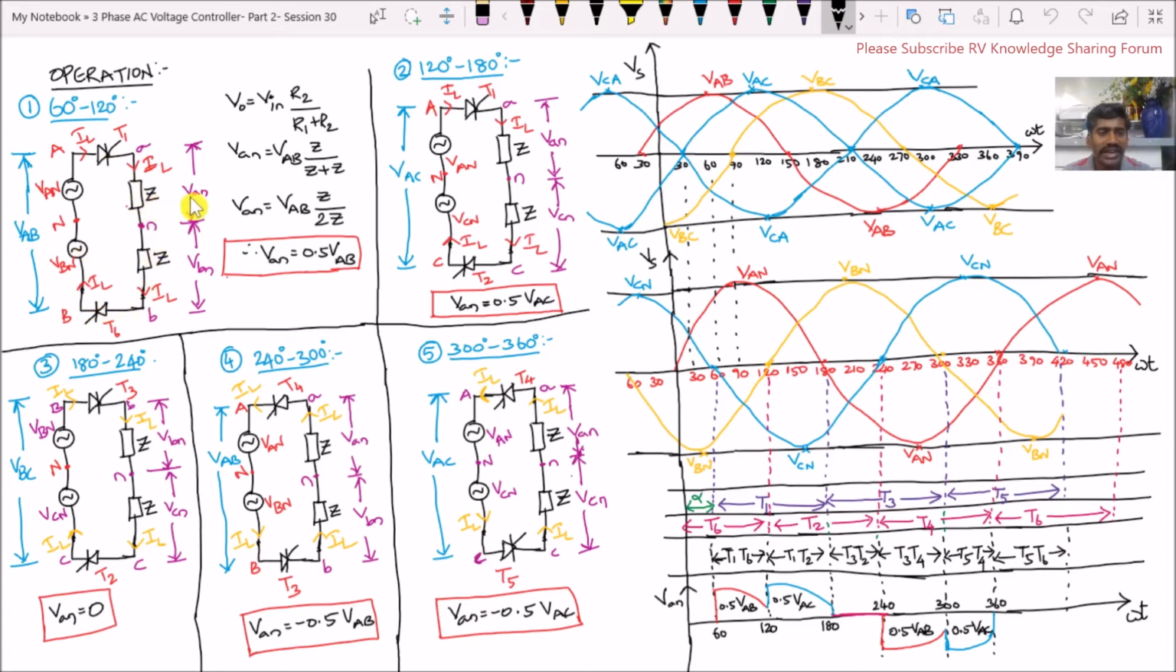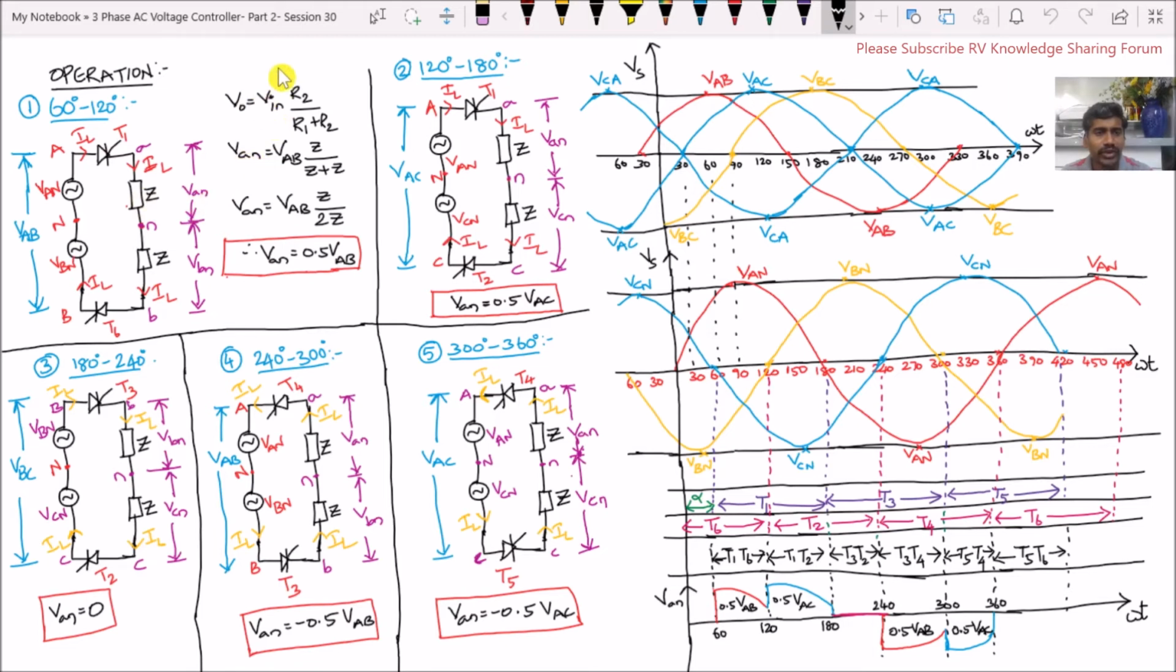Here the phase voltages which appear across our impedance load, the induction motor, are VAN and VBN. Apply the voltage divider rule. The voltage divider rule says the output voltage V0 is equal to the input voltage times R2 divided by R1 plus R2. Here this is for a resistive load, but we consider an impedance load of Z in all phases: A phase, B phase and C phase. Here we intend to find VAN, our output phase voltage across this impedance load.